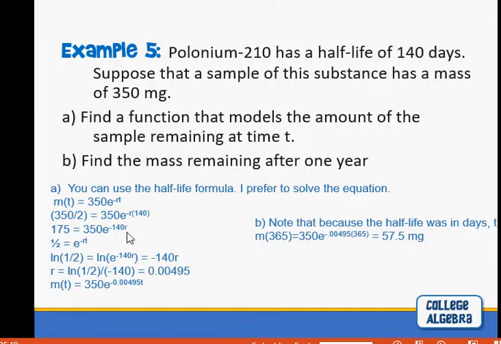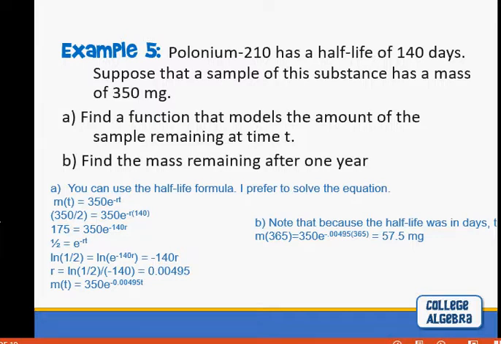So there's our formula plugging in the half-life. We have our initial value of 350 times e to the negative 140r equals 175. Divide both sides by 350. You're doing a half-life problem, you get 1/2 over there. And you take the natural log of each side. You get natural log of 1/2 equals natural log of that. Wipes out e. Divide, you get r is the natural log of 1/2 divided by negative 140, which comes out to be positive because the natural log of 1/2 is negative.